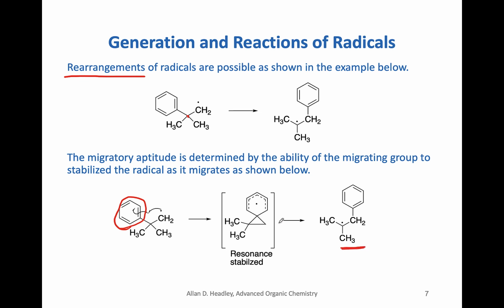and we end up with that. So again, you may want to look at this again, make sure you understand the migration of a group from one carbon to the next carbon, which has a radical, and the migratory aptitude depends on how well the group can stabilize that odd electron as it migrates. So the phenyl ring has a great migratory aptitude.